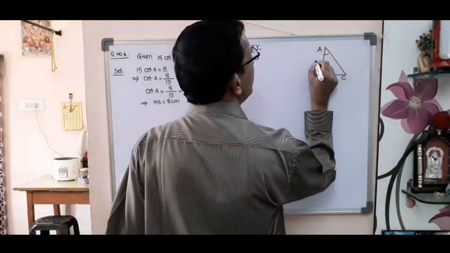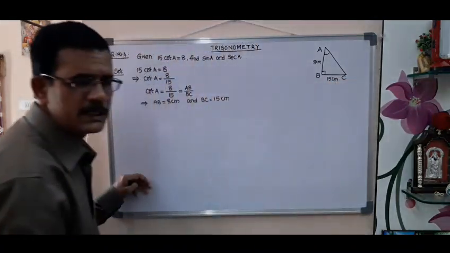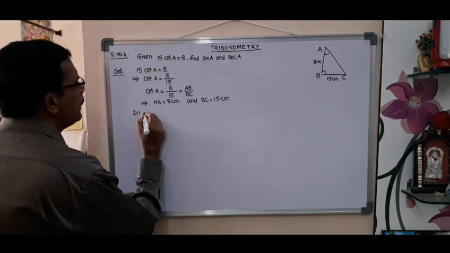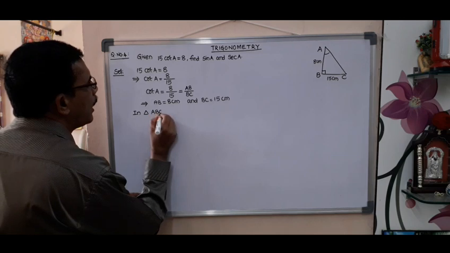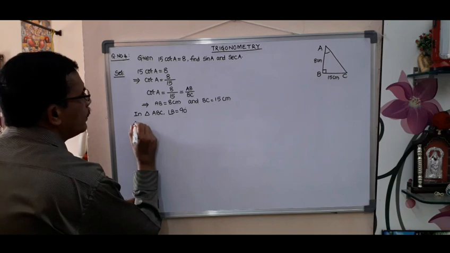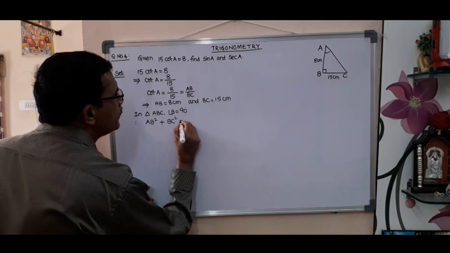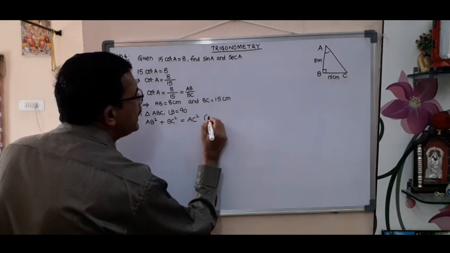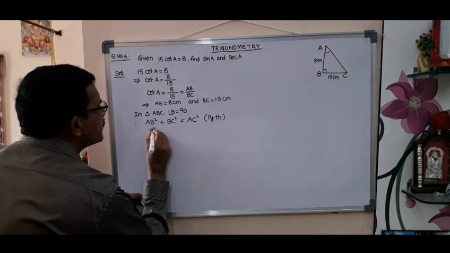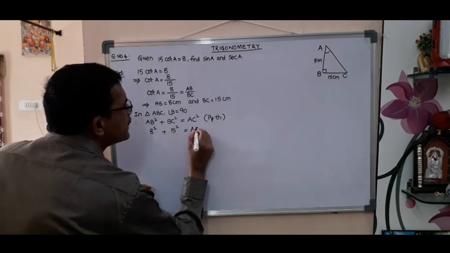So we know AB length and BC length. So using Pythagoras theorem, we will find hypotenuse AC. In triangle ABC, angle B is equal to 90 degrees. Therefore, AB square plus BC square is equal to AC square. This is Pythagoras theorem. AB length is 8 and BC length is 15 is equal to AC square.